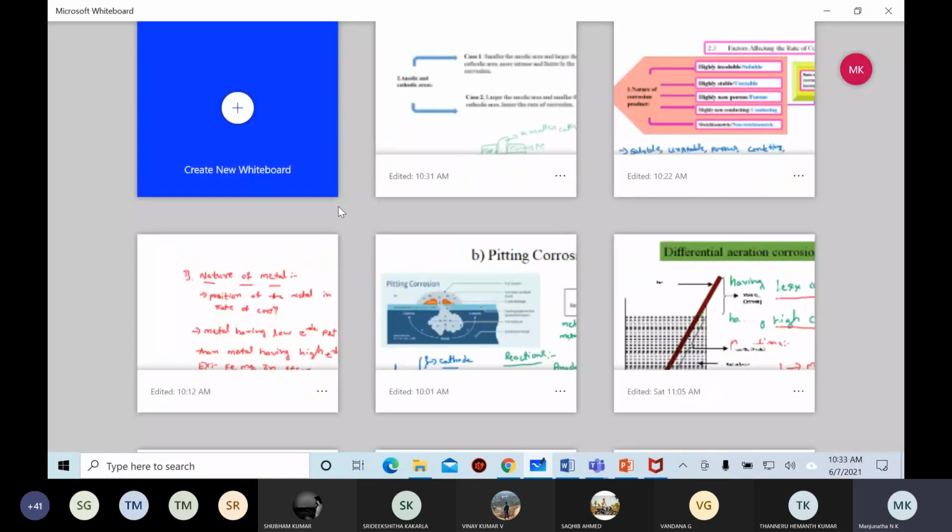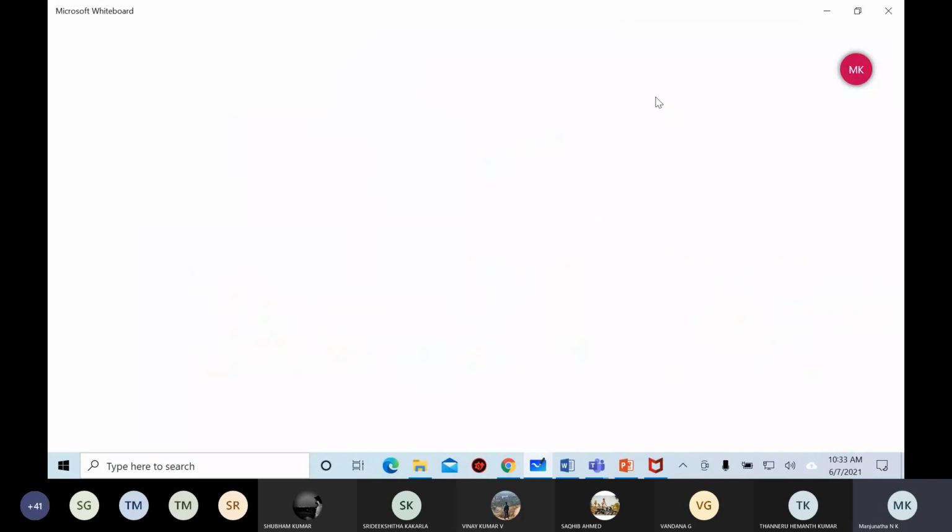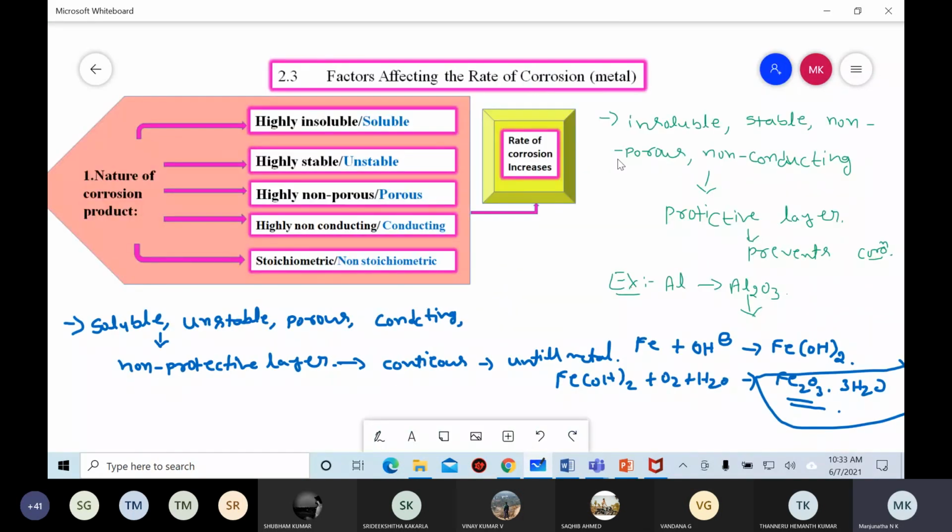If they ask about the nature of corrosion product, you need to write down these 2 points. Generally, the oxide layer is called the corrosion product. If the corrosion product is insoluble, stable, non-porous, non-conducting, it acts as a protective film and prevents further corrosion. Example, metals like aluminium, titanium, platinum, chromium, etc.